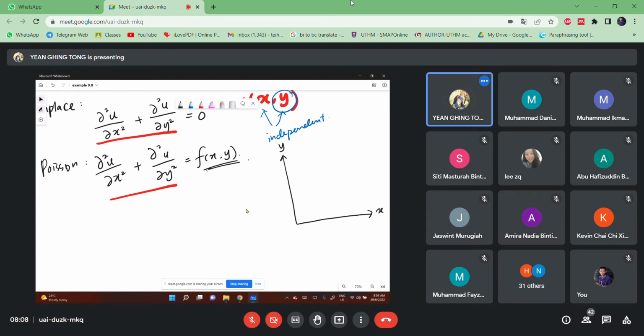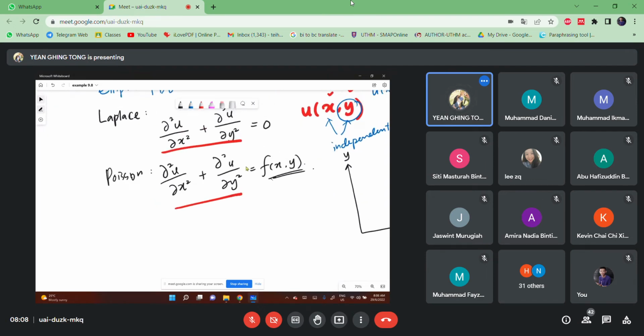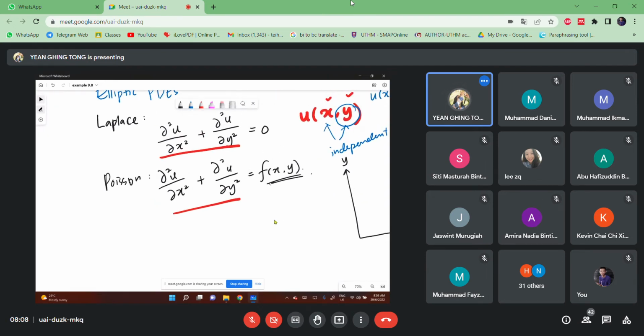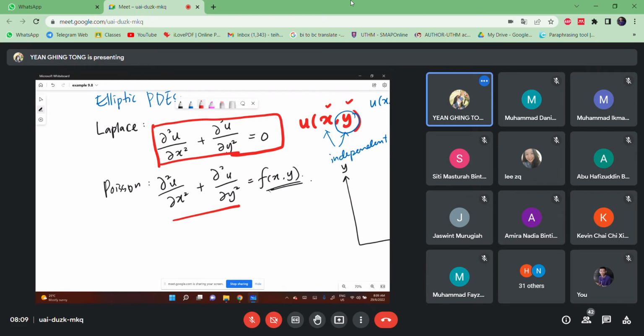Now we continue from this one. I start with the Laplace equation because here it is equal to 0. So the steps are the same. We still have to draw the grid, consider the boundary conditions, and then after that we have to write in the finite difference form.